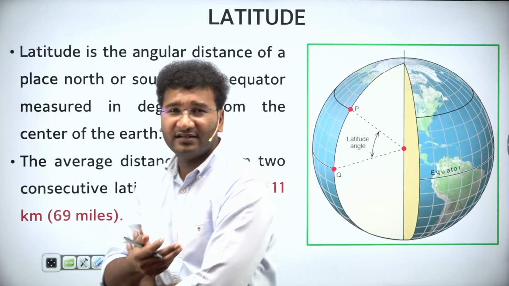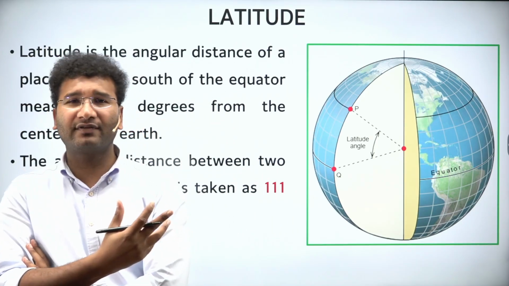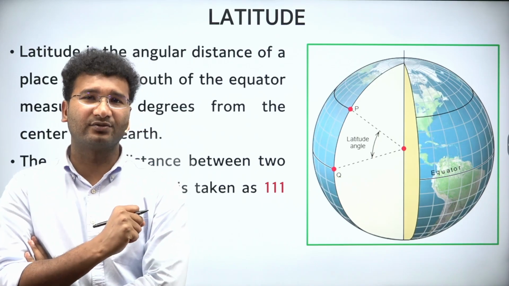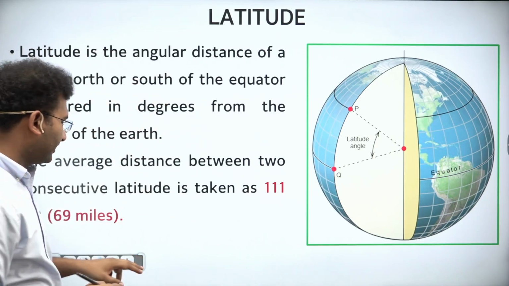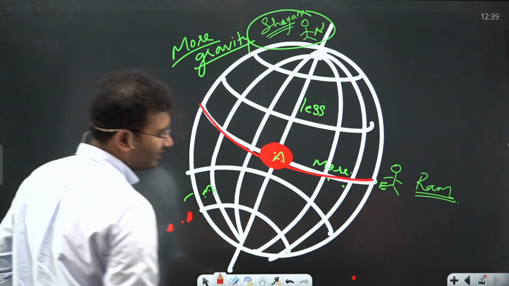Latitude is an angular distance which is measured north and south. So what is this measurement of angular distance from the north and the south? How did we start to draw these latitudes? Let me explain. You go to the center of the earth. Let's imagine that you have been to the center of the earth.